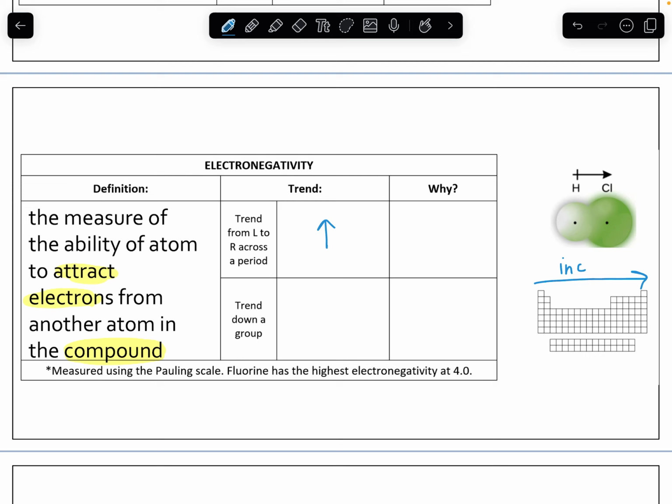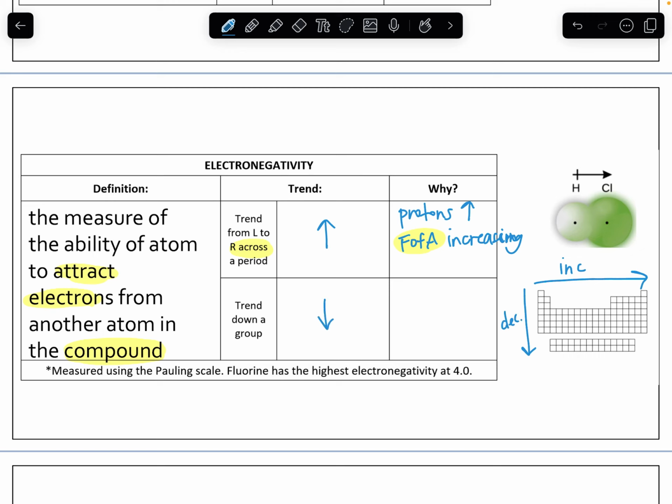And again, why does that happen? Our green card is going to tell us when we're comparing things across, we're going to talk about our protons. Right, so if our protons are increasing, that means that our force of attraction is also increasing. So it has a better ability to pull in electrons or attract electrons. Okay, so everything is going to come back to this force of attraction that we're talking about. When we're going down a group, we're going to see that decrease.